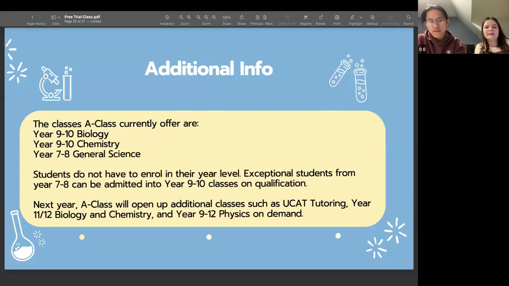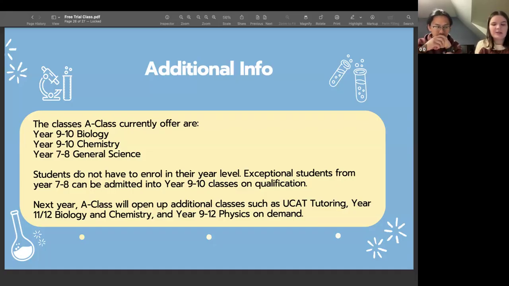So currently on offer for term 4 of this year, we'll have a year 9 and 10 biology, a year 9 and 10 chemistry, and then a year 7 and 8 general science. And if you feel like you need extension beyond your year level, you can apply for the class up on qualification. So that will involve a brief test to make sure that you are ready for the class above.